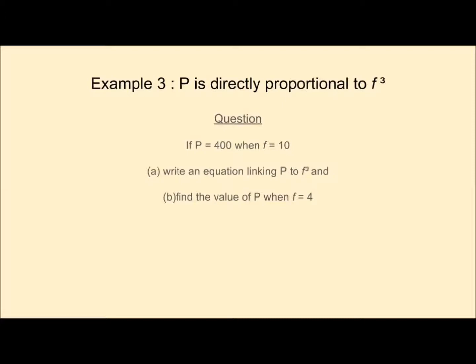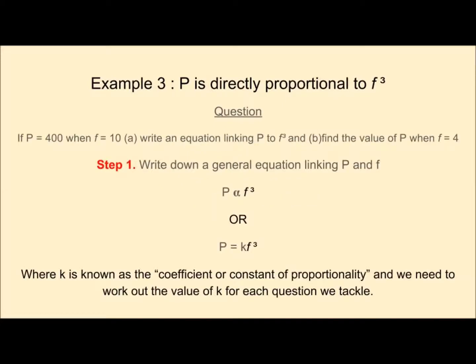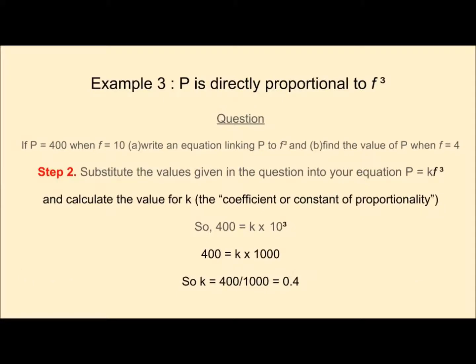So step 1, we write down our general equation, so we can say p is directly proportional to f cubed, or p is equal to k times f cubed. So we need to find out what k is. So we put into our equation, or substitute, the values given to us. So instead of p we write 400, and instead of f we write 10.